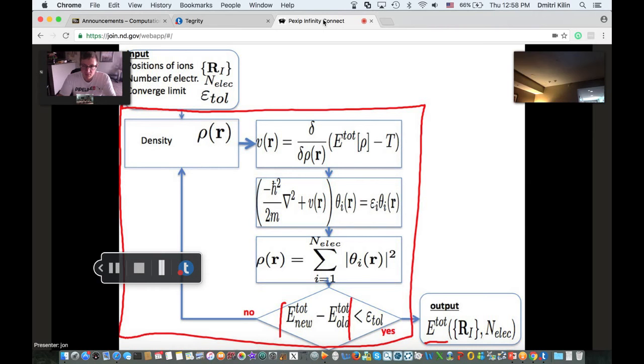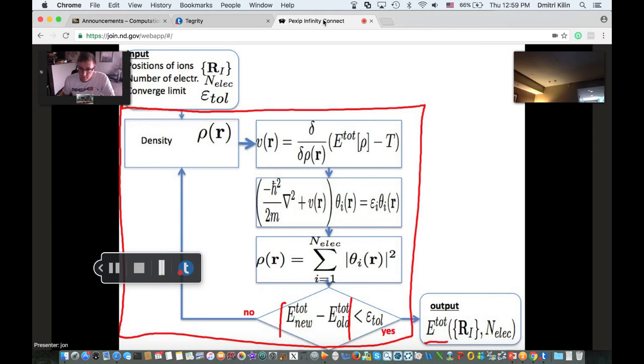given the position of the ions and the number of electrons, some initial density is guessed. When it says density, it's just an initial guess of the density because we don't always know the exact geometry or optimal geometry for a given system. We're just guessing relative positions.